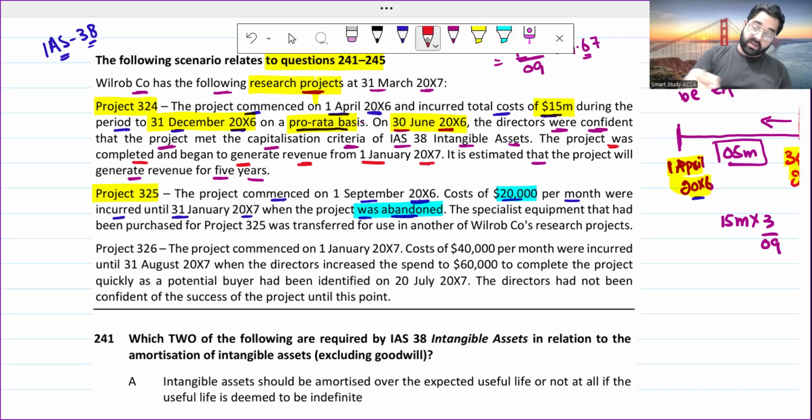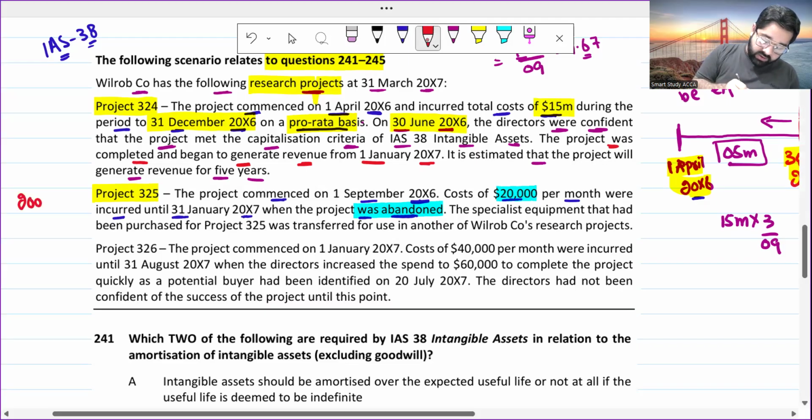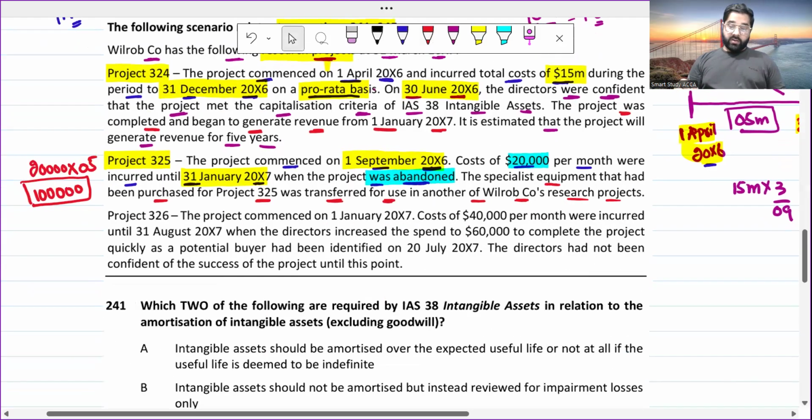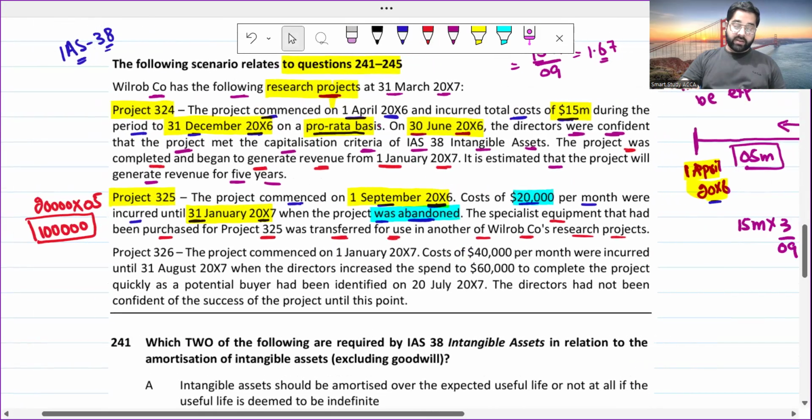Now, what will be the total cost? It is 20,000 per month. What will be the total number of months? It starts from 1st September till 31st January, so September, October, November, December, January, a total of 5 months. So 20,000 multiplied by 5, a total of 100,000 cost will be incurred and it will be expensed to profit or loss. Why? Because the project was abandoned. The specialist equipment that had been purchased for Project 325 was transferred for use in another of Wilrop's research projects. Okay, so there is no other working for this project.